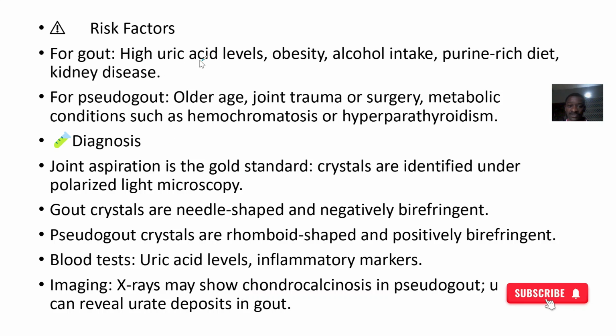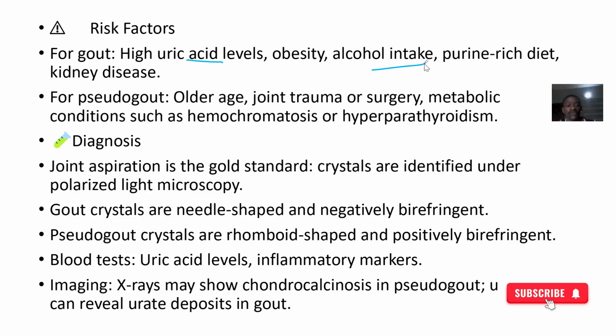Risk factors for gout are usually high uric acid levels, obesity, taking a lot of alcohol, taking a lot of food that contains a lot of purines, and kidney disease. For pseudogout, if the person is old, joint trauma, and surgeries.